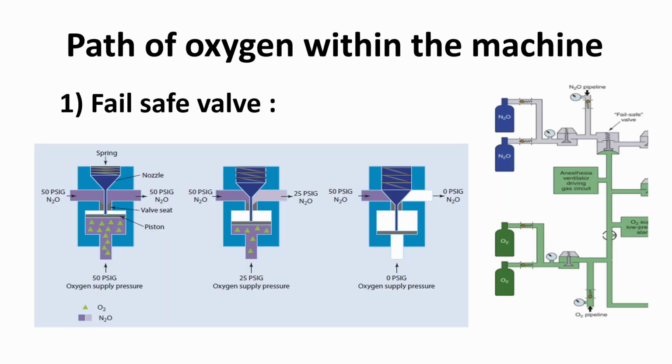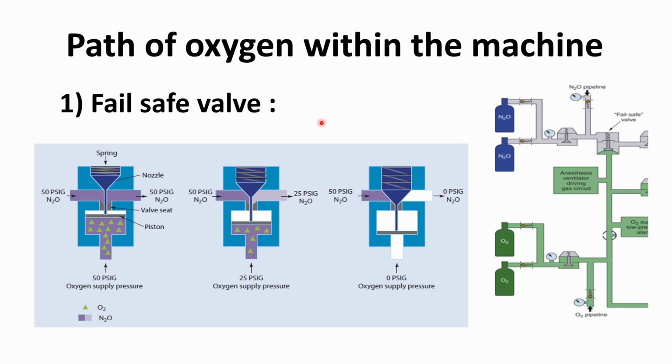So we are going to one of the most important questions in the exam, which can come as a written question, an oral question, or an MCQ. The paths of oxygen inside the anesthesia machine are five pathways.